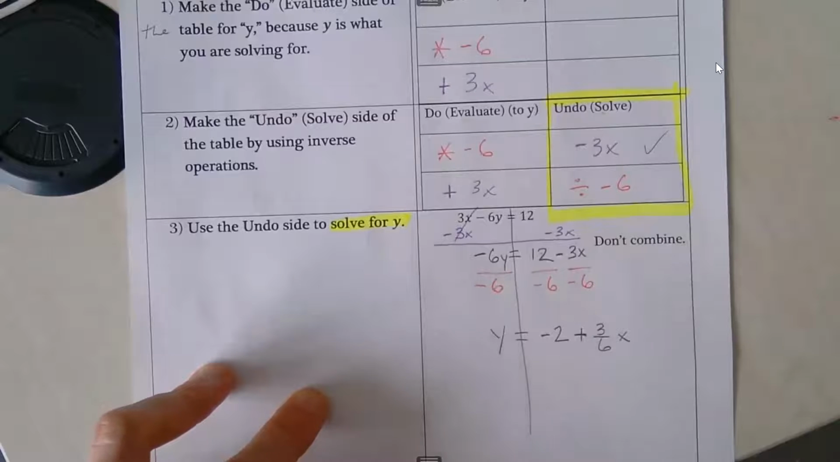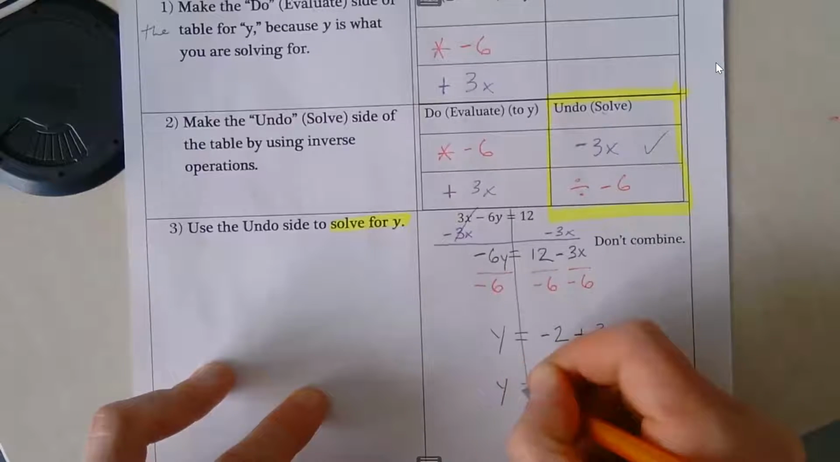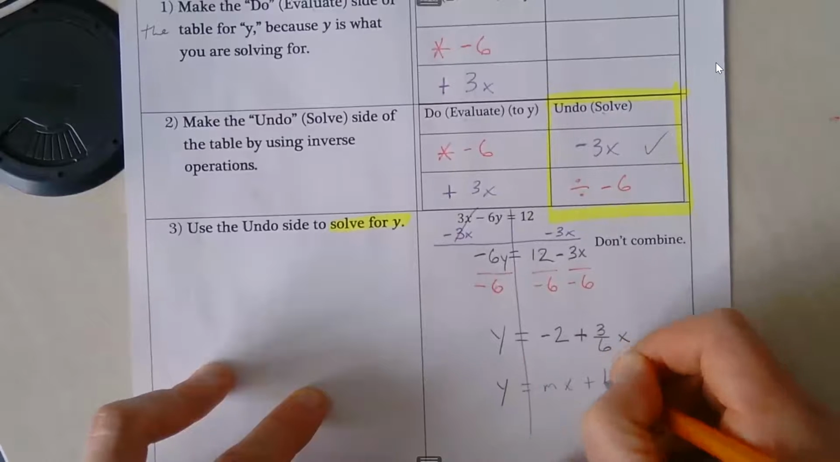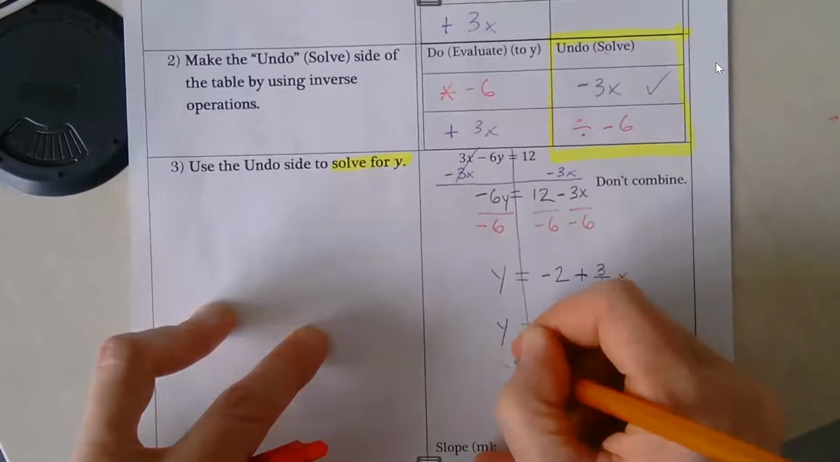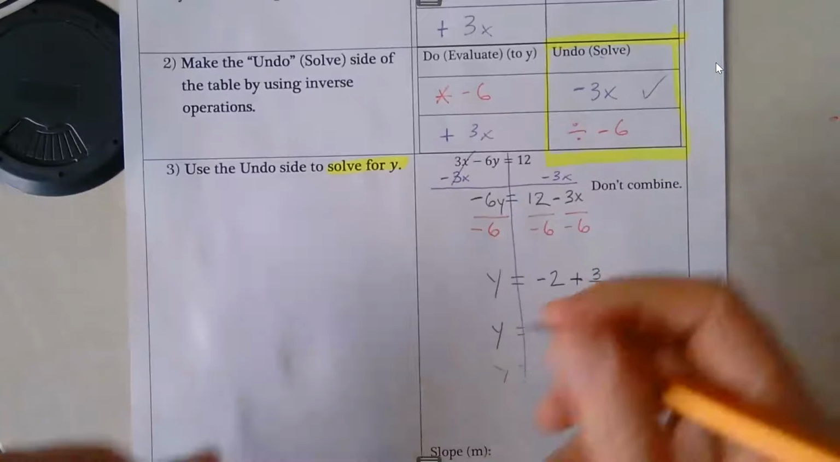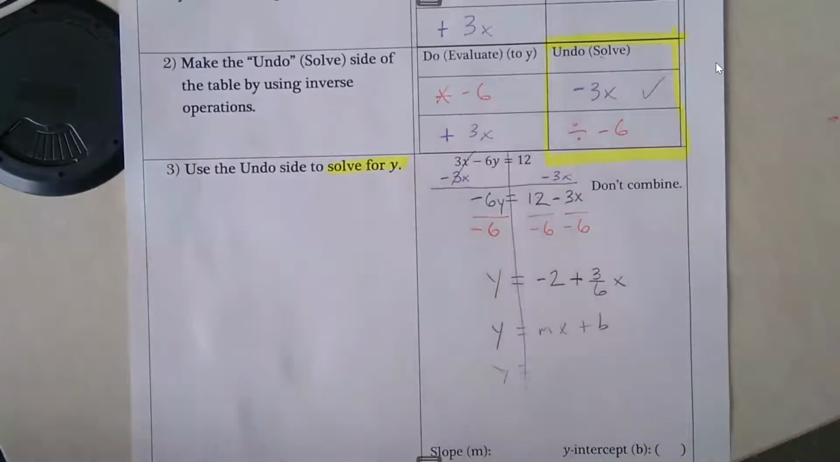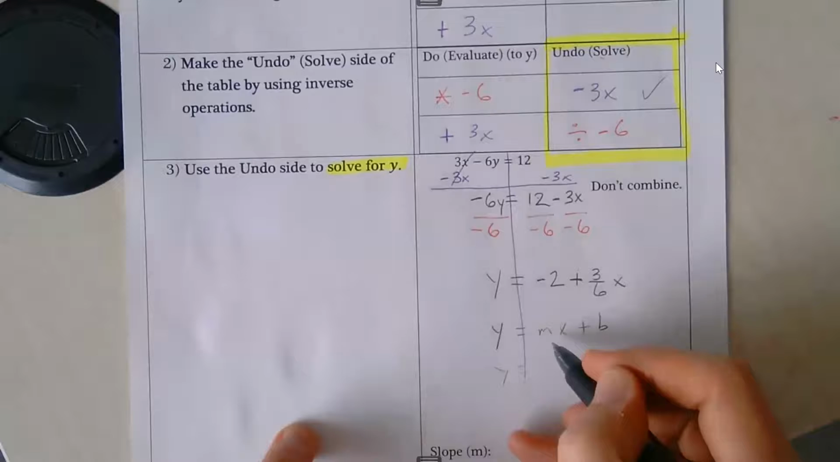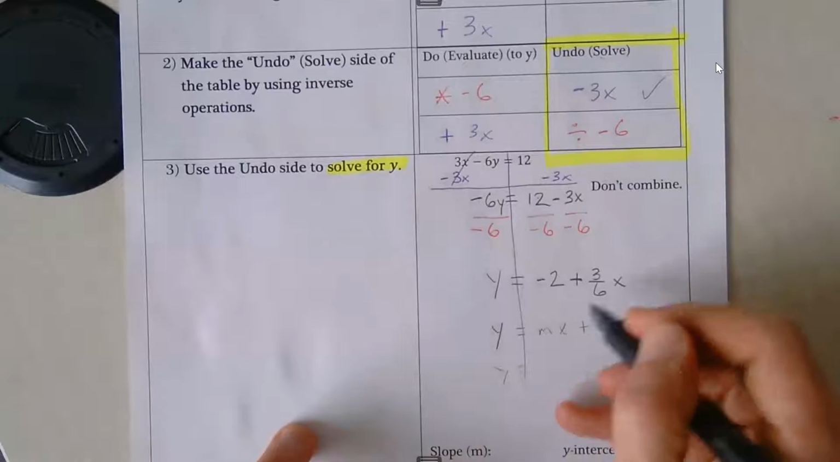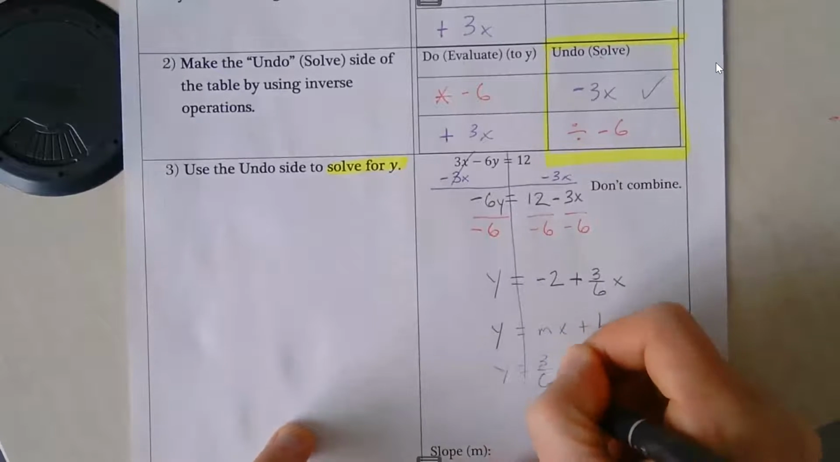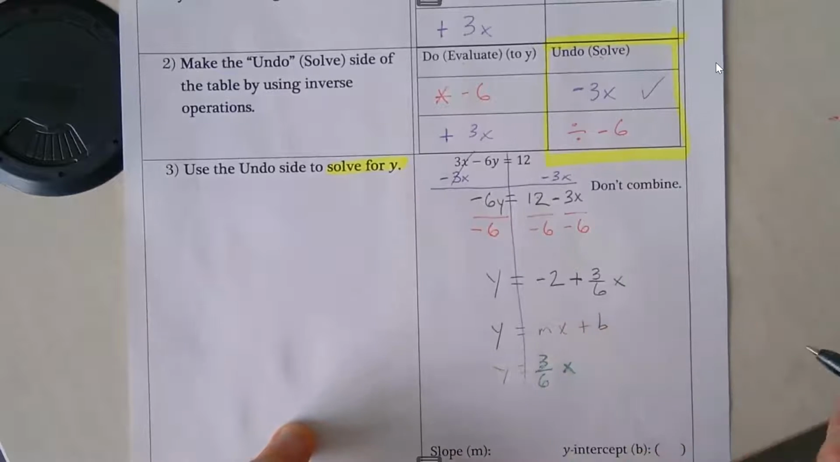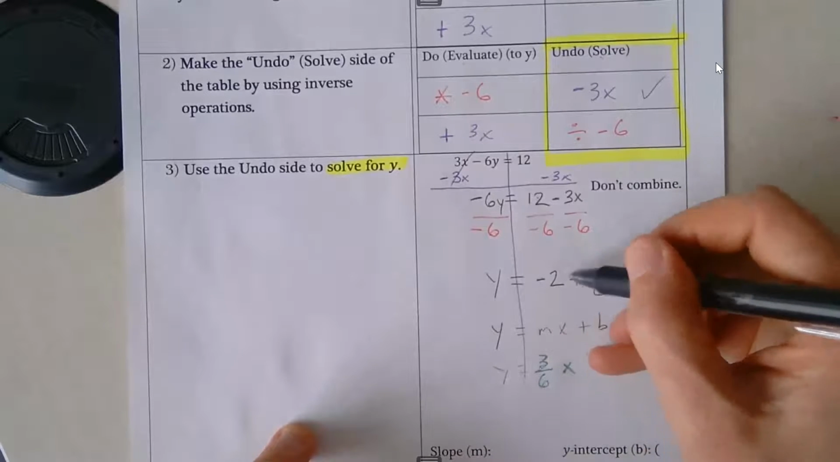Let's write this in mx plus b form. So y equals mx plus b. y equals, and m is the slope, the number that multiplies by x. So the number that multiplies by x is 3/6. So 3/6 times x. And then this is -2.